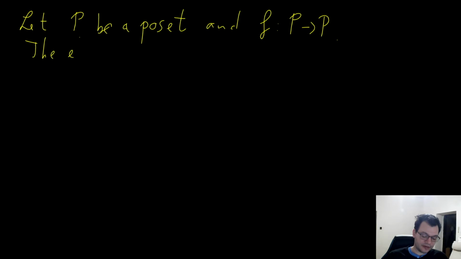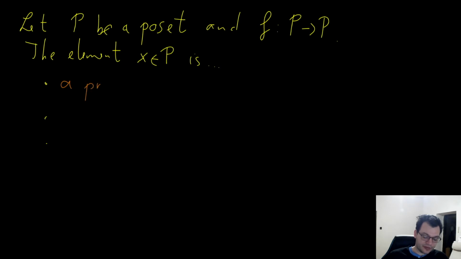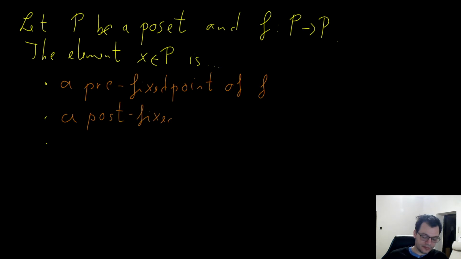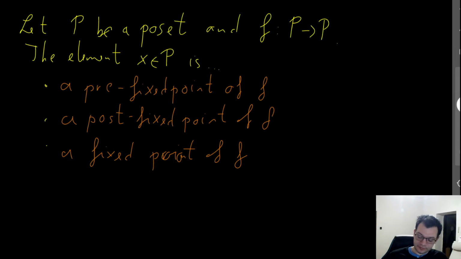Now the element x of the poset is called, so there will be 1, 2, 3 different definitions. First is a prefixed point of f. The second will be a postfixed point of f, and the third definition will be a fixed point of f. Now, chances are you already encountered at least one of these, most probably the fixed point. And what are the definitions?